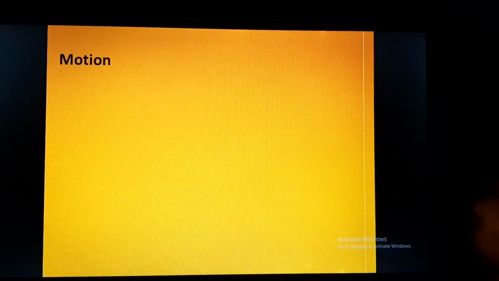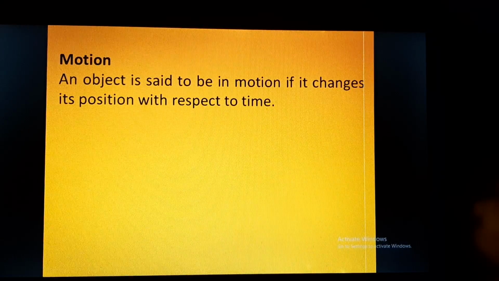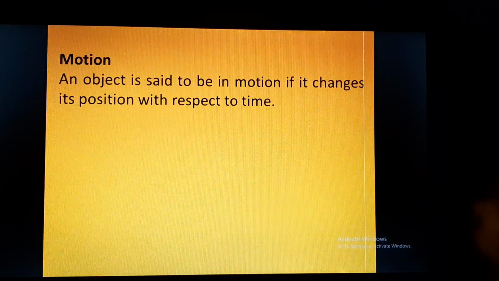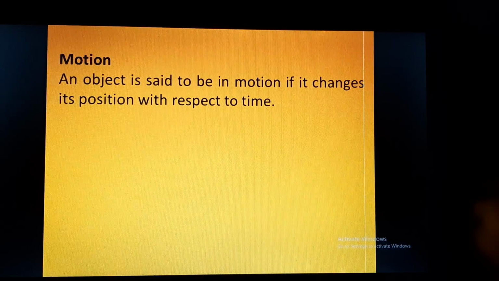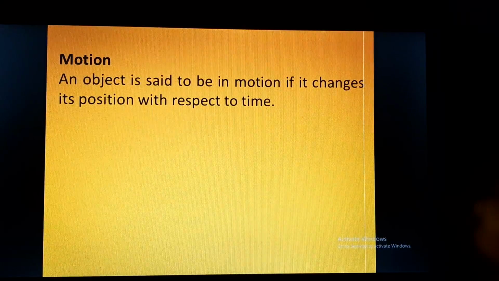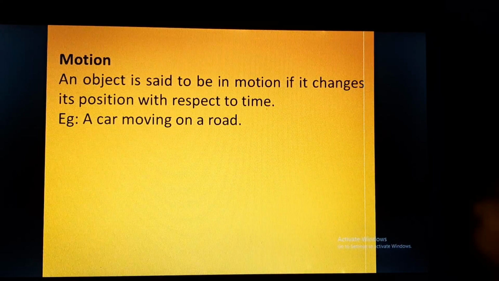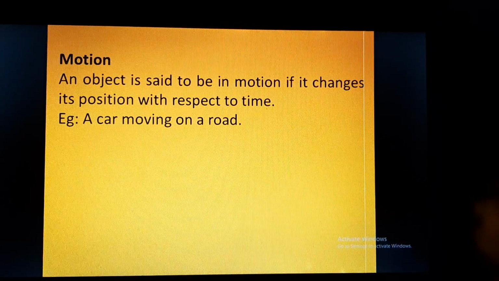First of all we need to study what is motion. An object is said to be in motion if it is changing its position with respect to time. So if an object is at place A at 8 a.m. and it moves to place B at 8:05 a.m., we can say that it has changed its position with respect to time and the body is in motion. For example, a car moving on a road is in motion.